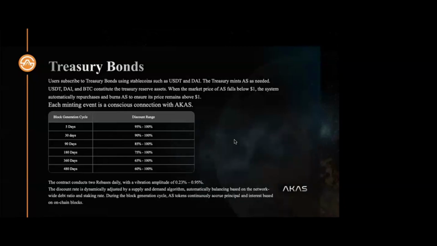When the price of the AS token keeps increasing, it means the token in the market is getting lesser because the demand is higher. So the treasury bonds will open up for more discount to encourage the users to mint the token from the treasury.